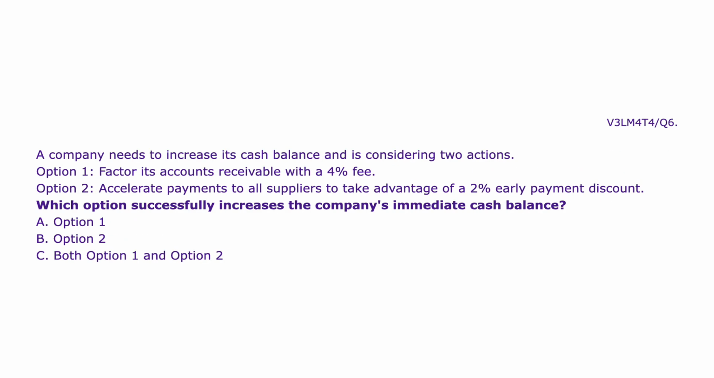A company needs to increase its cash balance and is considering two actions. Option 1: Factor its accounts receivable with a 4% fee. Option 2: Accelerate payments to all suppliers to take advantage of a 2% early payment discount. Which option successfully increases the company's immediate cash balance? A. Option 1. B. Option 2. C. Both Option 1 and Option 2.